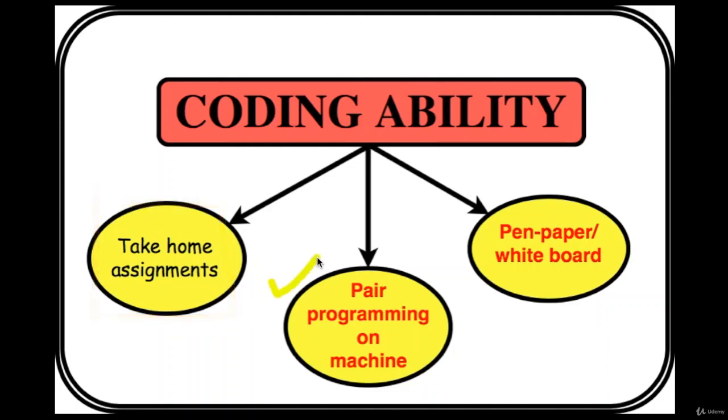Then the next one is pair programming on machine. In this, you are given a program to code on a machine, and again the optimization and the code cleanliness are the judging criteria.